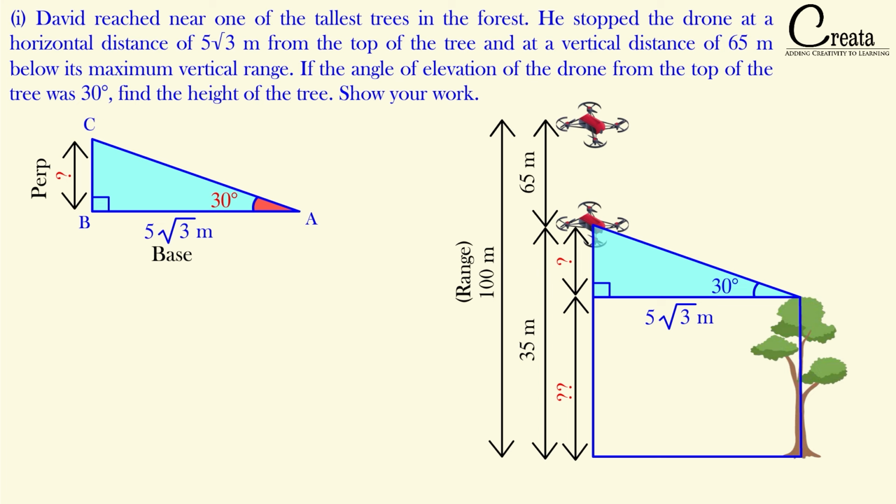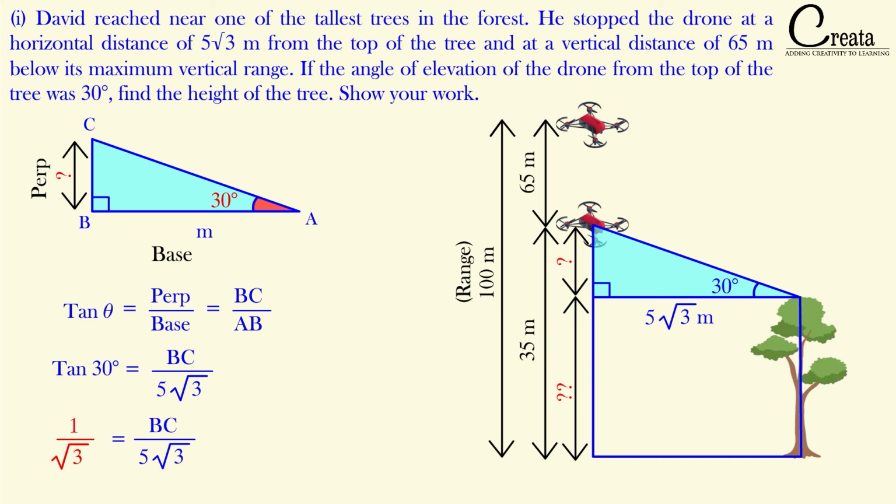And what is the relation between the perpendicular and base? It is tan theta. Tan theta is equal to perpendicular upon base. Perpendicular we have to find, base is given as 5 root 3, angle theta is given as 30 degree. And what is the value of tan 30 degree? It is 1 upon root 3.